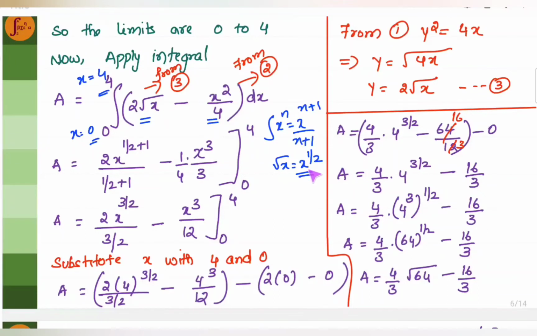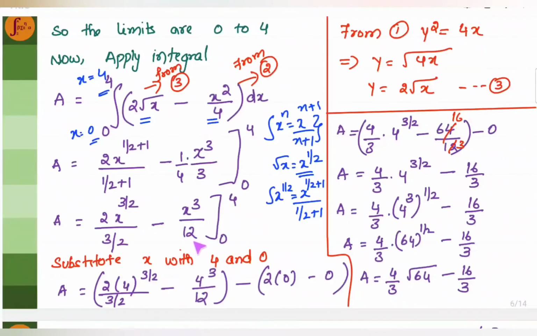Root x is equal to x to the power half. So the integral of x to the power half is x to the power of half plus 1 by half plus 1, because n is equal to half here. So you're going to get 2 into x to the power of half plus 1 by half plus 1, minus, we'll integrate the second function also. Now x square, so n is 2. So it's going to be x to the power 2 plus 1 by 2 plus 1 using this formula. So we'll get x cube by 3.